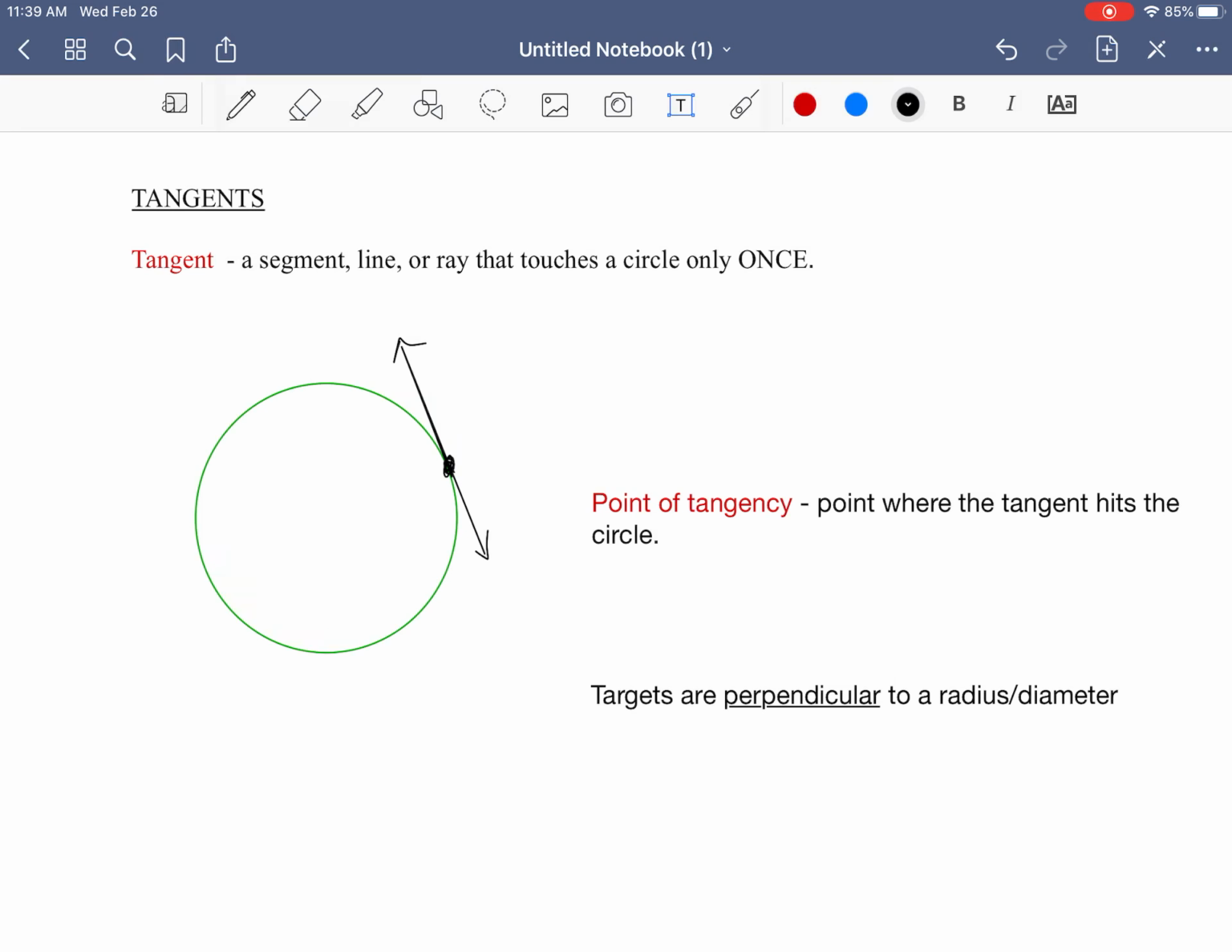Okay, and what's unique about tangents is that they are always going to be perpendicular to a radius or a diameter. And remember, perpendicular means that they form a right angle. So I'll write that here. Form a right angle. So if I draw the radius in here to my circle, then I'm going to automatically have a right angle here. And this is going to be very helpful because we can create right triangles from this, or we can find other different measures because we have the right angle there.